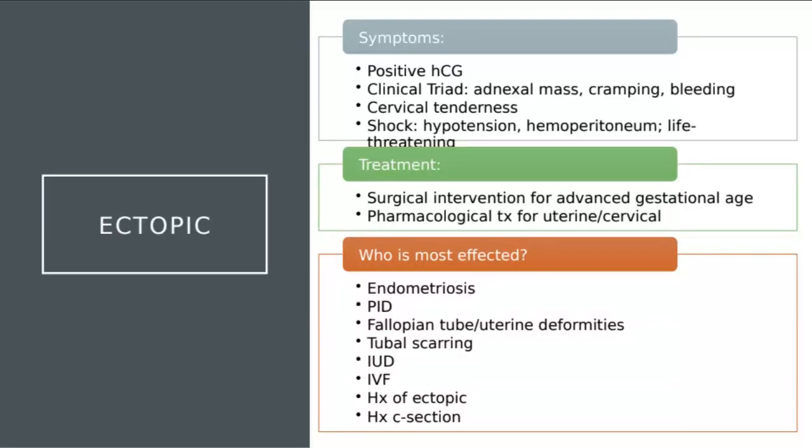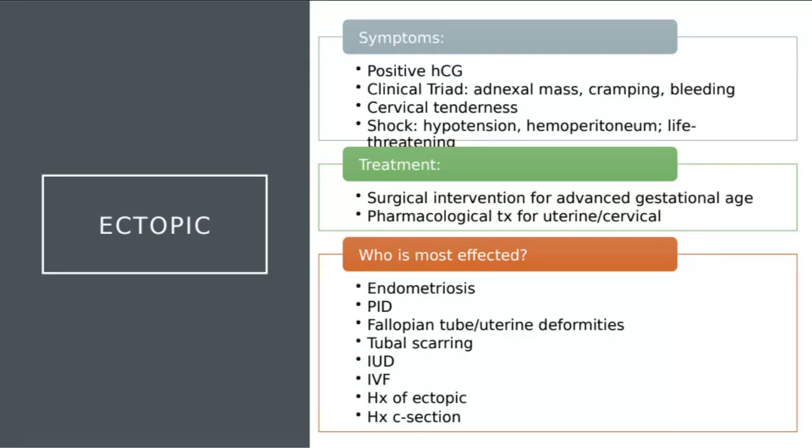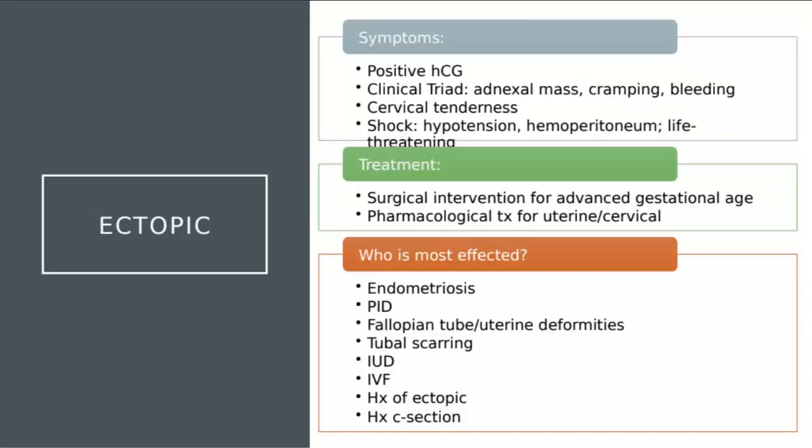Also, any sort of fallopian tube or uterine deformities, so those abnormal uterine shapes, tubal scarring for whatever reason, if you've had a previous tubal ligation or you had it removed, or you've had endometriosis and they went in and removed it from your tube, you're going to have some scarring.